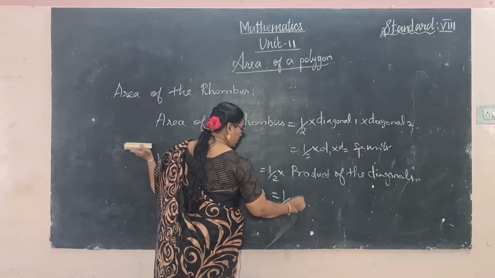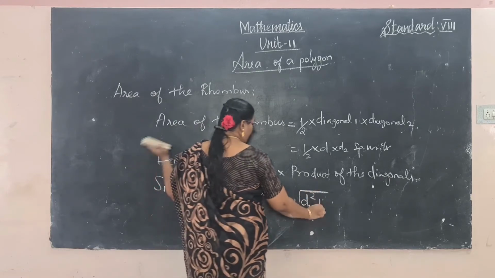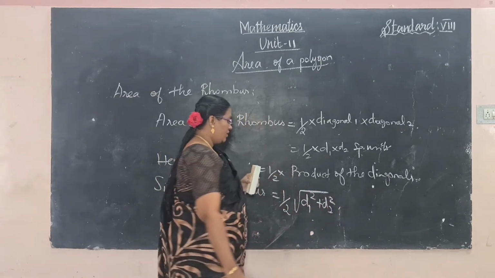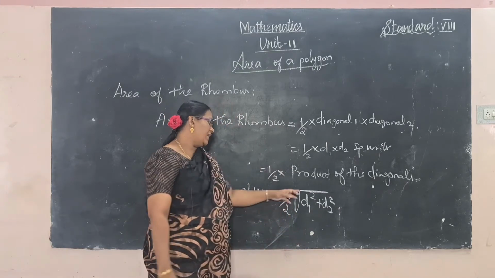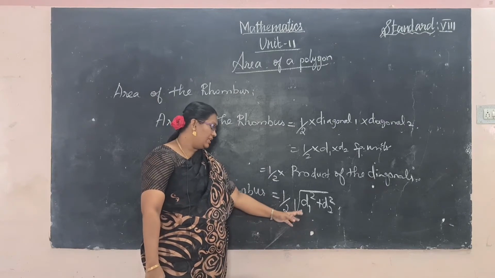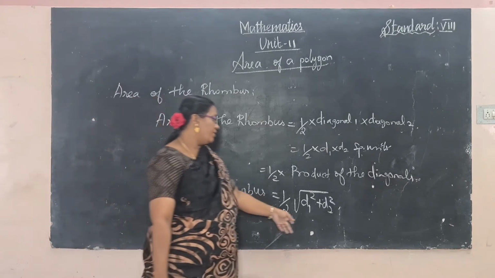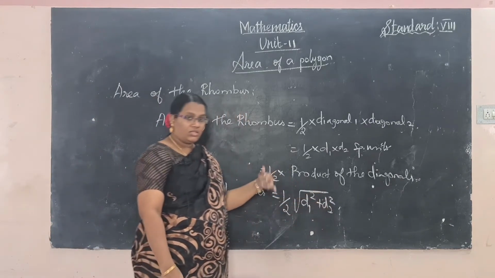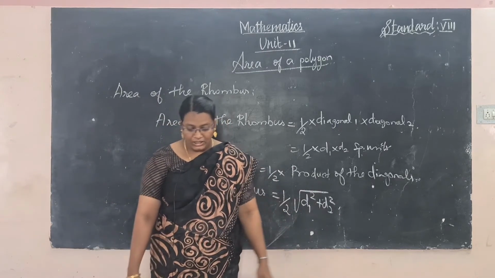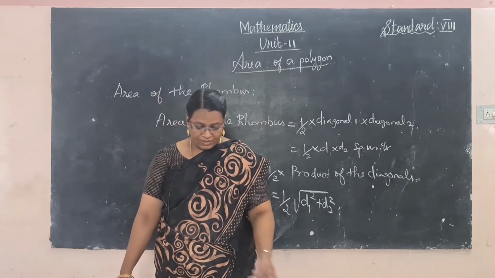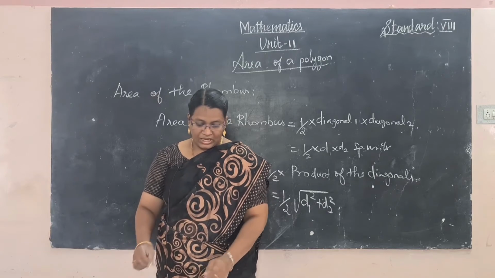half into square root of d1 square plus d2 square. Nothing, it's a Pythagoras statement. Okay, we derived it using the Pythagoras statement and we get this formula. So how can you find the side of the rhombus? It is half into square root of d1 square plus d2 square. First calculate the side. Okay, after you know one diagonal and one side, calculate the remaining one. Okay, right. And next one, the area of the trapezium.